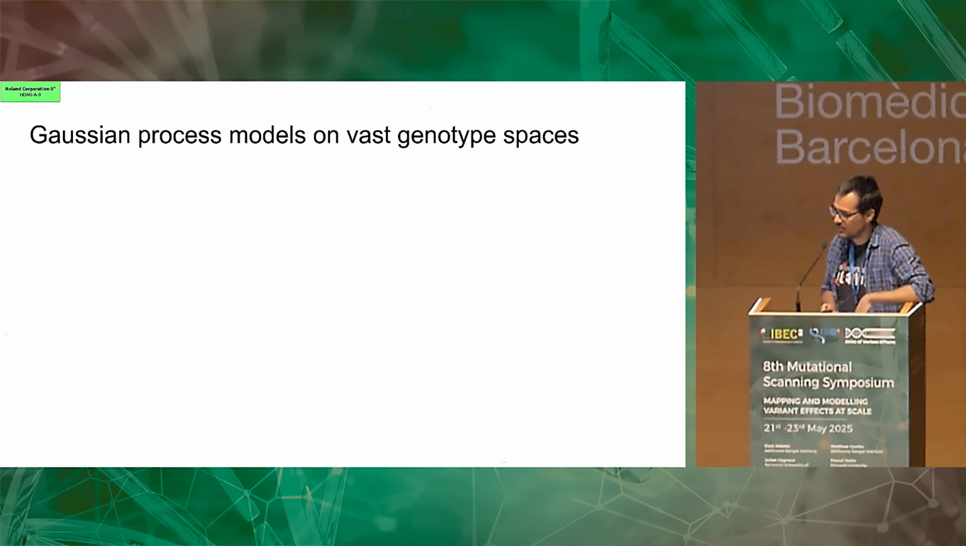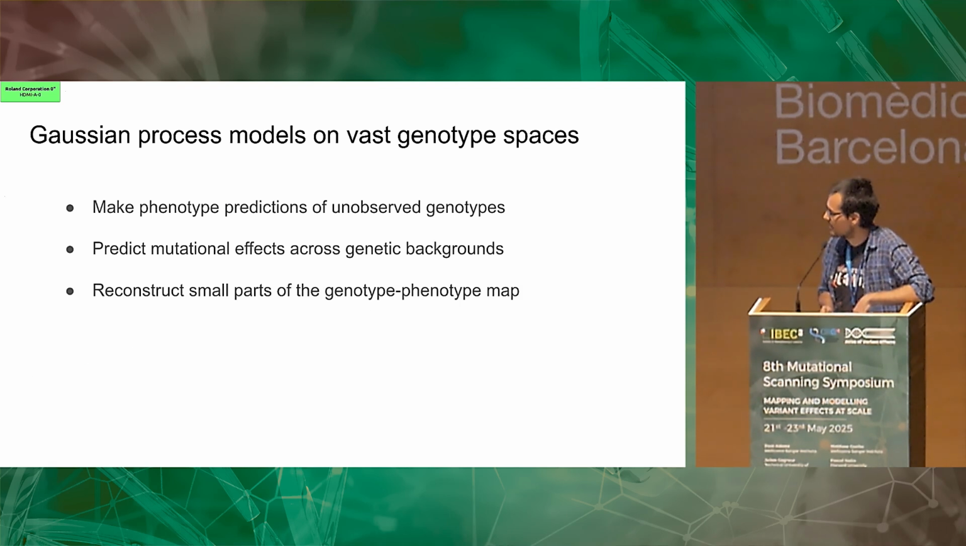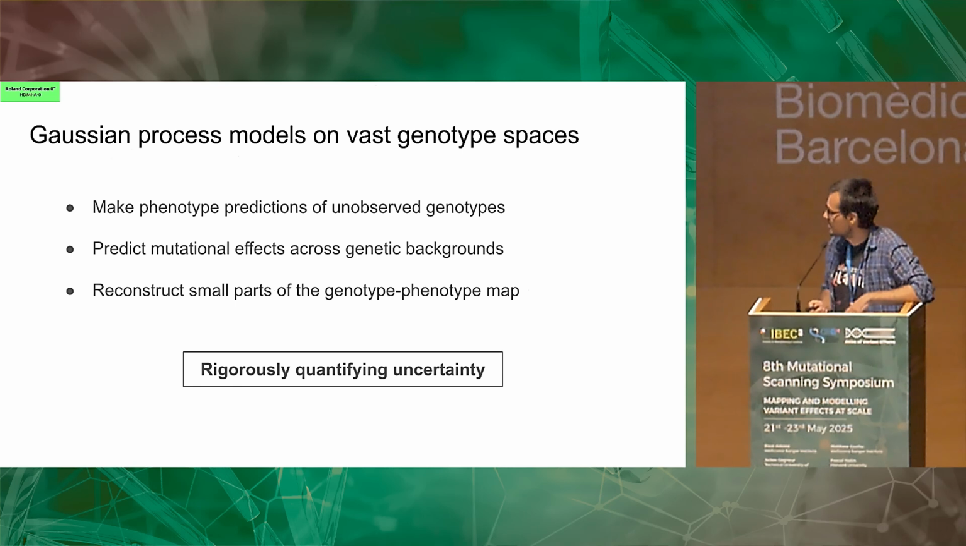So even though we can't really reconstruct all possible genotypes, what we can do is the same thing we do in experiments. We can at least make phenotypic predictions of unobserved genotypes. We can predict the effects of mutations in different genetic backgrounds, and we can also reconstruct small parts of this genotype-phenotype map. But the nice thing is that we can do all this while rigorously quantifying uncertainty.